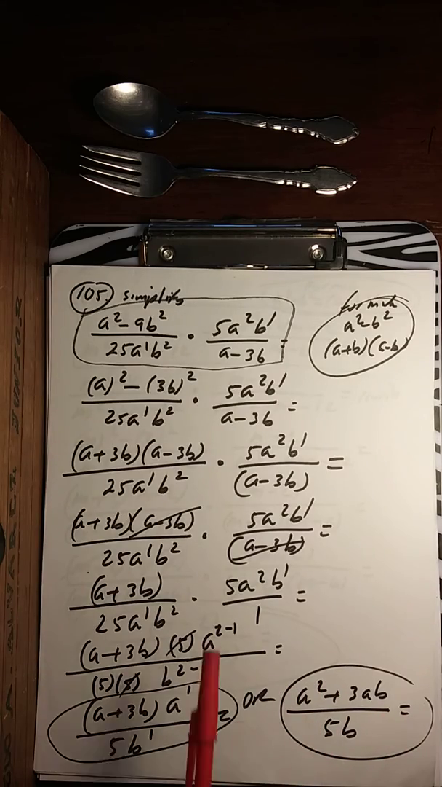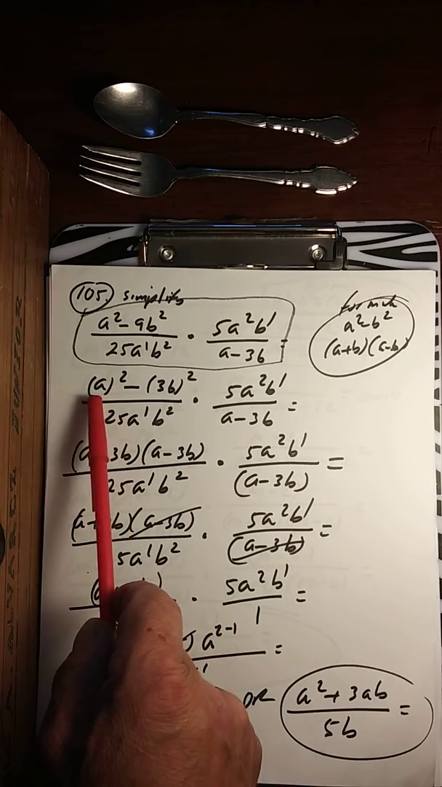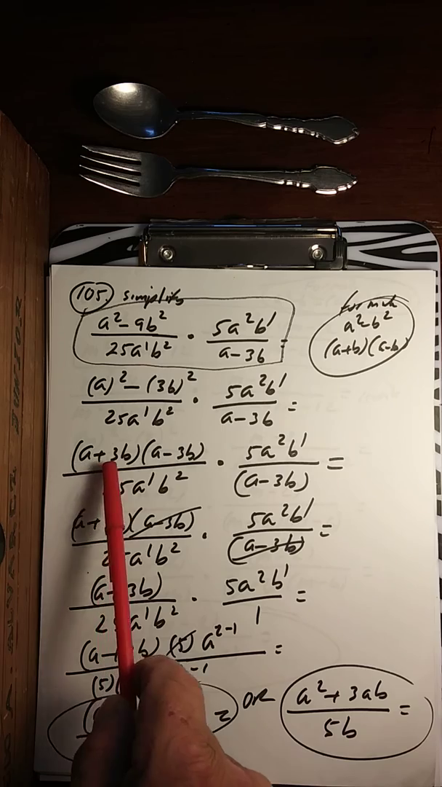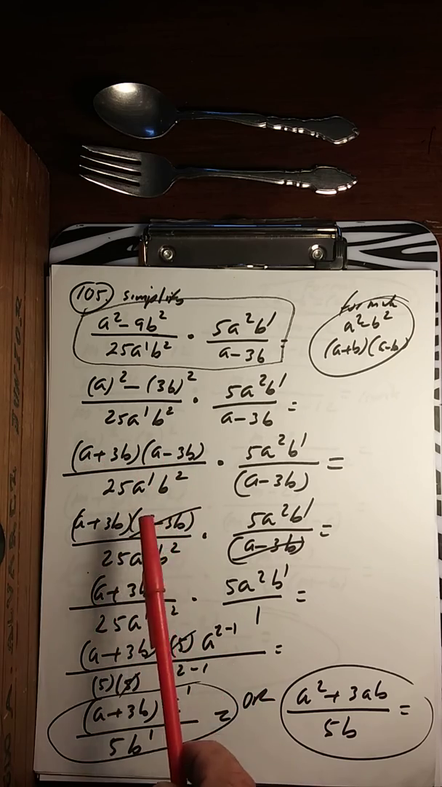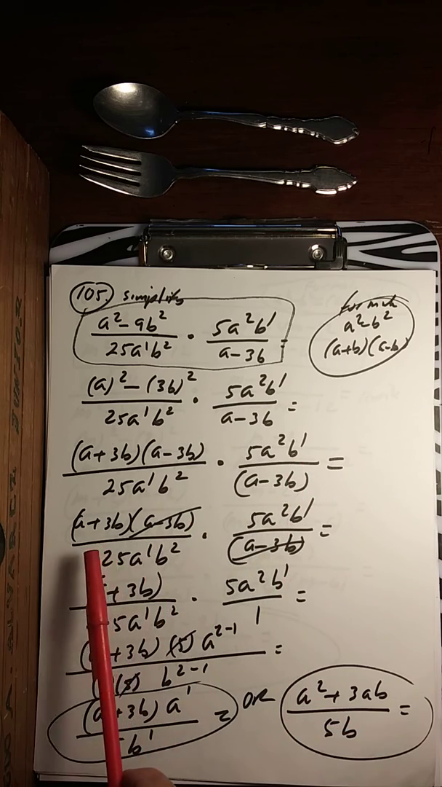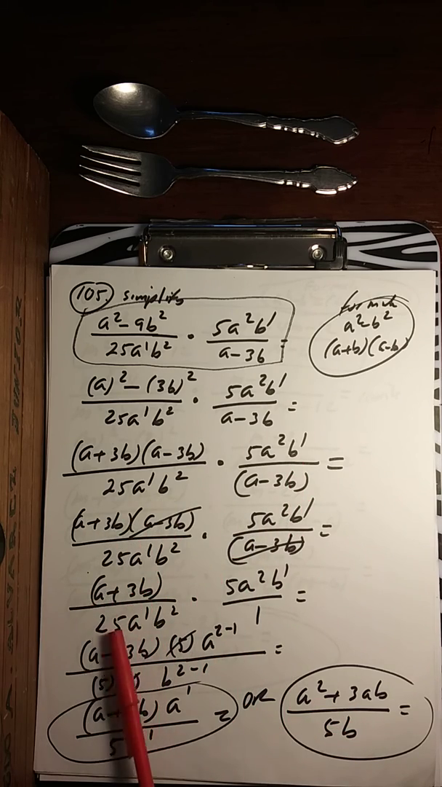This one, I'm going to factor this one, difference of squares: a squared minus b squared is a plus b times a minus b. A squared minus 3b squared, that's going to be a plus 3b, a minus 3b, right there. And this one, leave it alone, and leave it alone. So now we know these are gone. Boom. So we have this over that one.